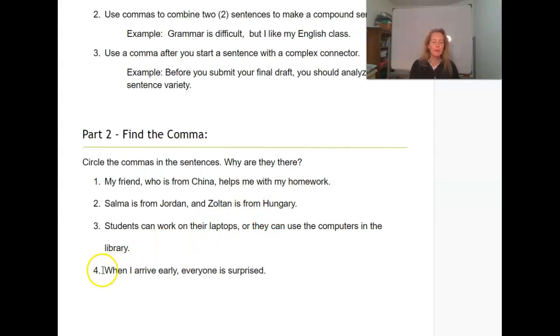And then number 4, when I arrive early, everyone is surprised. So this is like rule number 3. I'm starting my sentence with a complex connector, and so I have a comma at the end of the first clause before my independent clause. Everyone is surprised. Could be an independent sentence. But I'm connecting them by starting with when. So I need a comma. Can you hear it? When I arrive early, little pause, everyone is surprised.